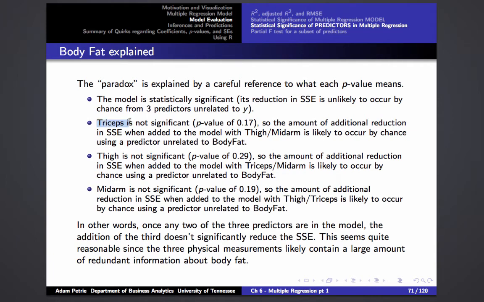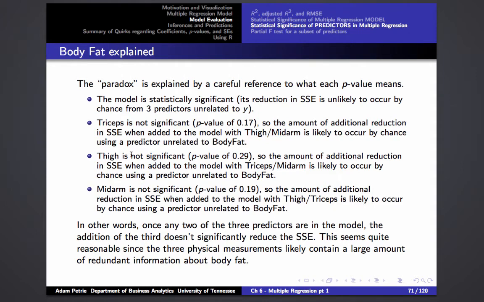What we also see is that triceps is not significant in the model, p-value 17%. What does that tell us? Well, it tells us something very specific. It tells us the amount of additional reduction in the sum of squared errors when it's added to a model that already contains thigh and mid-arm is likely to occur by chance, using a predictor unrelated to body fat. So, in essence, the information about body fat that triceps contains is redundant with the information about body fat that thigh and mid-arm circumference contain. Once we know thigh and mid-arm, adding triceps into the model doesn't help us out. That's what it means for triceps to be not significant.